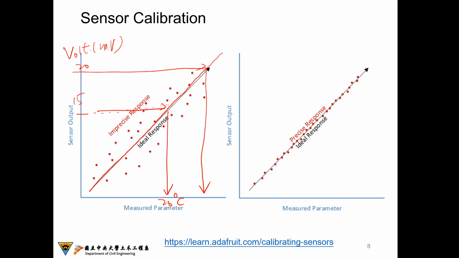Okay, so for each commercial sensor, if you buy a sensor, you will get maybe a proof or certification of this calibration curve. They will show you an equation, maybe a linear equation, or I'm not sure, an exponential equation. But however, you will get at least one equation to change the voltage into the temperature. So this is what we call the rating curve.